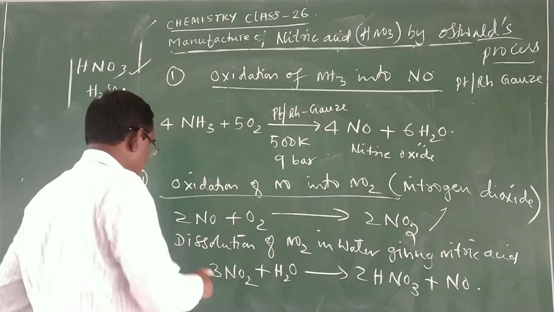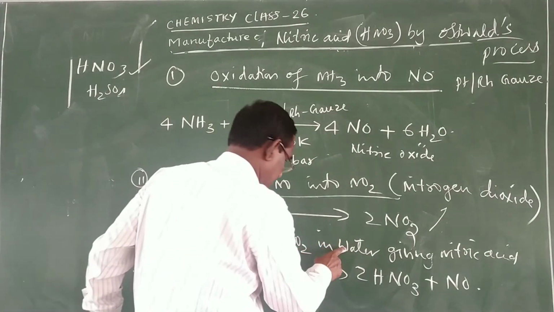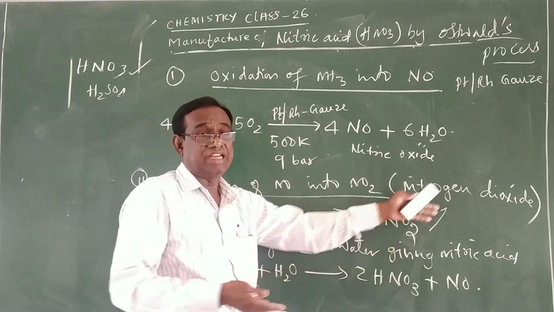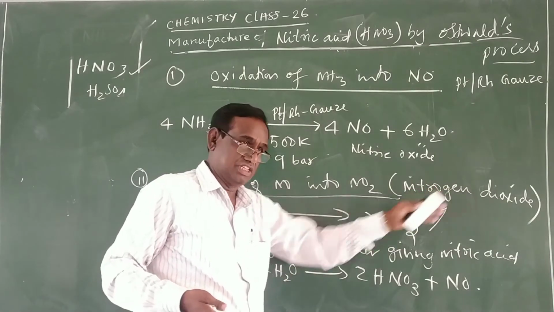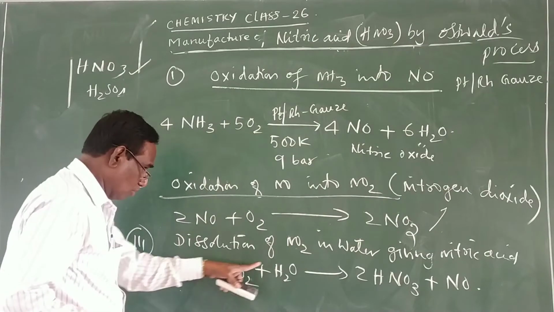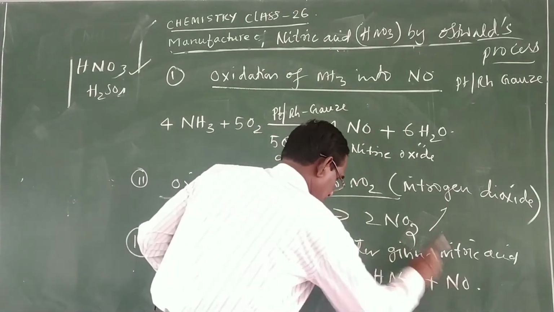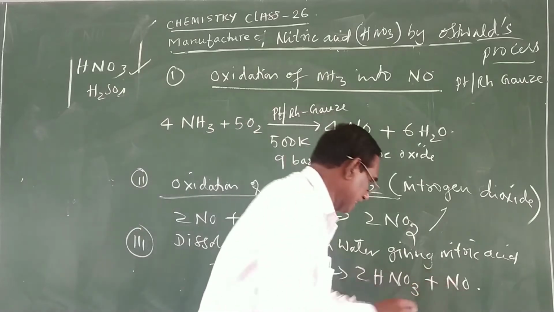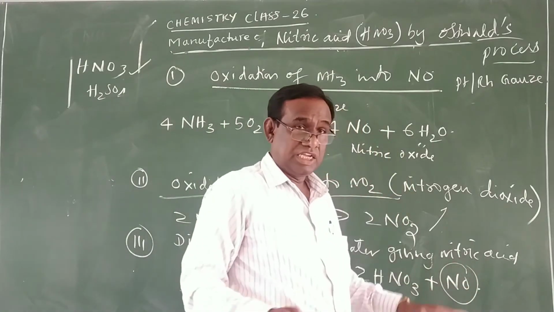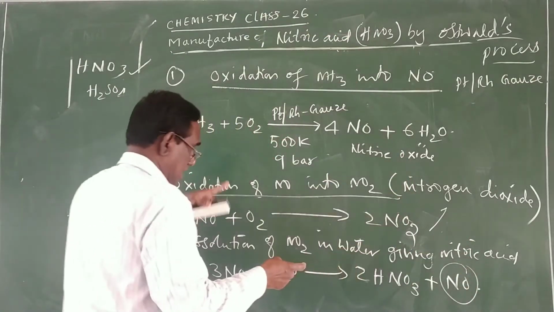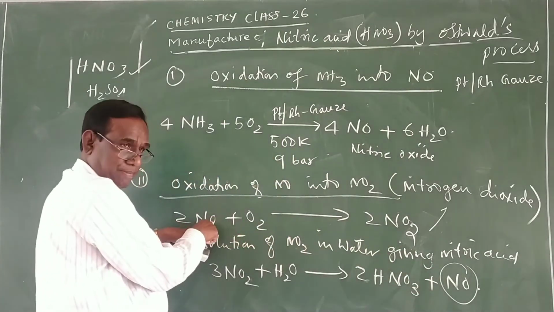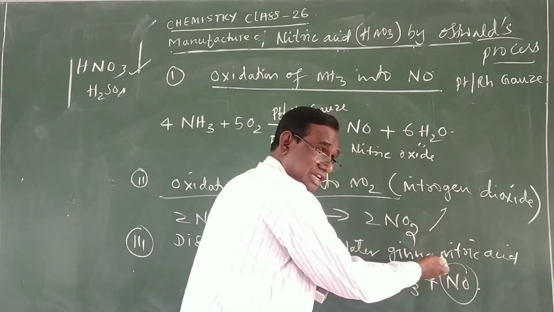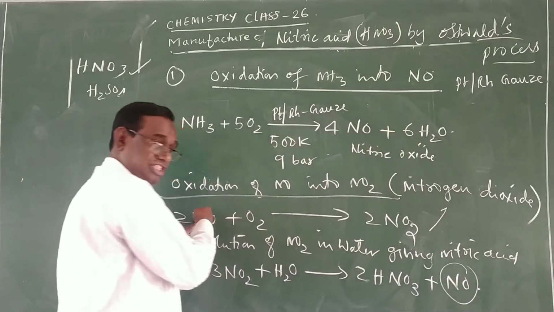In the third step, dissolution of NO2 in water, giving nitric acid, HNO3. That is 3NO2 plus H2O gives 2HNO3 plus NO. After the formation of nitric acid, this nitric oxide obtained is recycled again. Why? Because this nitric oxide is used in the second step. Therefore, the nitric oxide formed in the third step is recycled for the second step.